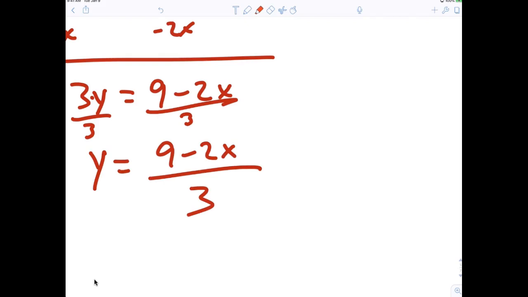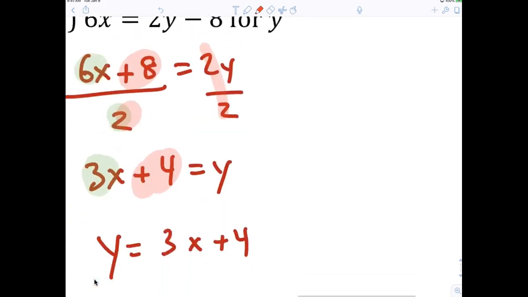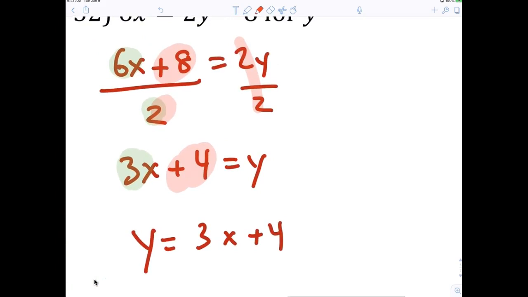I thought that you couldn't divide 2x by 3. That's why we didn't. That's right. But on the next one it was 6x divided by 2. What's 6 divided by 2? What's 8 divided by 2? That's why. No, but there's an x. You can multiply and divide, but you can't add and subtract.